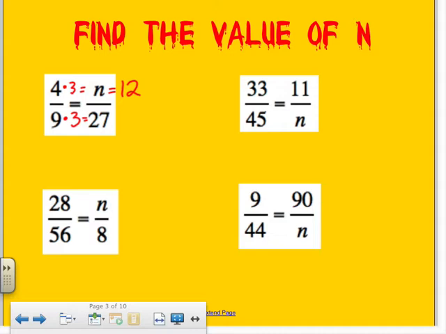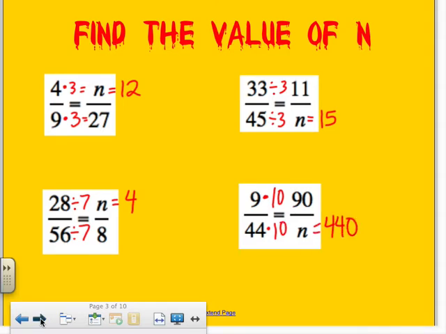All right, this one, it's going down, so that means I'm dividing, and I'm dividing by 3. So if I divide 45 by 3, I get 15. On this one, it's also going down, and that means I'm dividing by 7 to get to 8. So if I divide 28 by 7, I get 4. And the last one, 9 to 90, I'm going up, I'm multiplying by 10. So this n is 440.